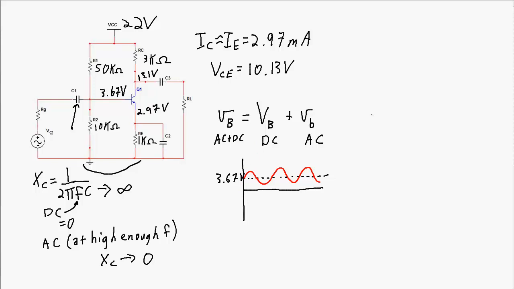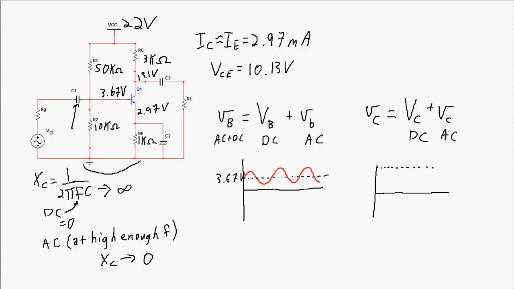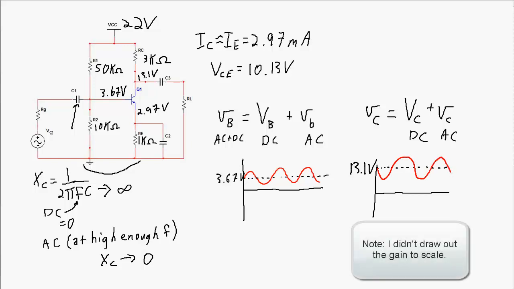at the base. Similarly, the actual signal that I would measure at the collector, made up of the DC portion of the voltage at the collector plus the AC portion of the voltage at the collector, is going to give me a signal that is offset way up here at 13.1 volts, and the AC part of the signal is going to be centered around that 13.1 volts. So you see that we have a fair amount of offset in the actual signal at the collector.